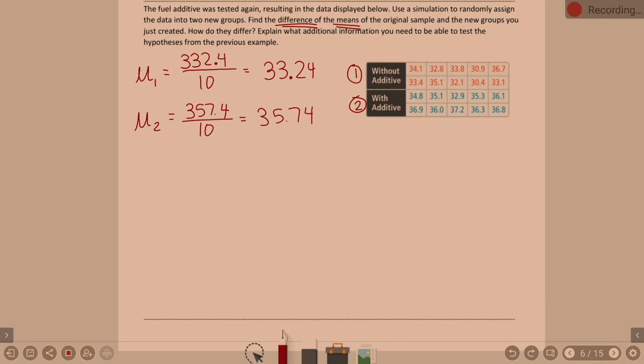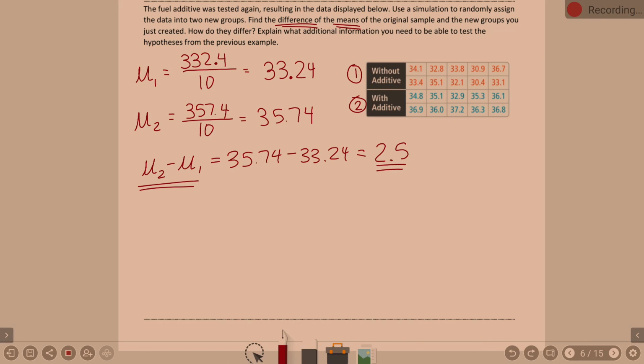Find the differences, or the difference. So if we do the difference, mu2 minus mu1. So 35.74 minus 33.24 takes me to what? 2.5. Okay. What about that 2.5? Big. It's a big difference, isn't it?